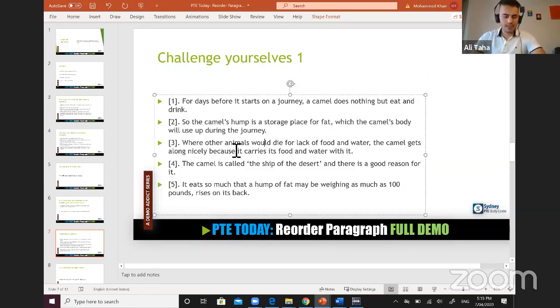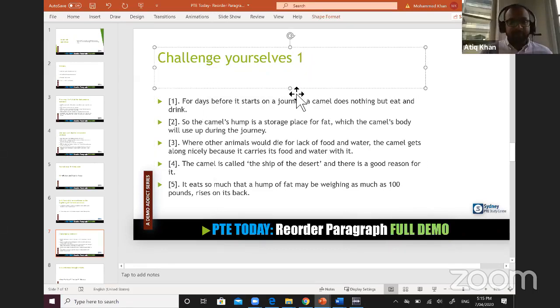Okay, Atik, let's have our discussion. Okay, Ali, going by your advice, I believe I can already make one connection with regards to the end of a sentence and the beginning of another. Going by the tips that you gave, I can already see sentence number 5. It says, it eats so much that hump of fat, blah blah blah.